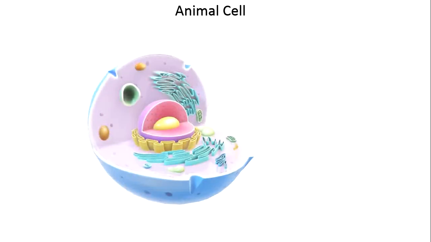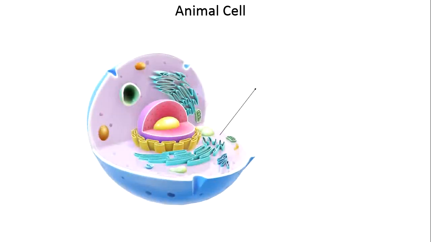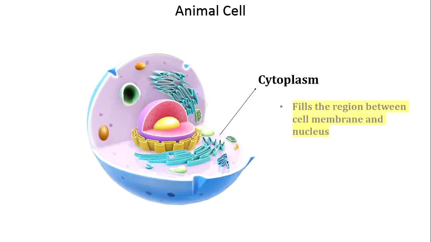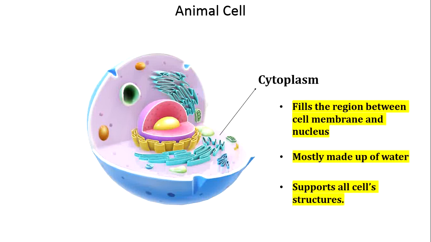Now we'll talk about cytoplasm. It's a gel-like substance, and it fills the region between the nucleus and the cell membrane. It is mostly made up of water. Basically, cytoplasm supports all the cell structures, and most of the life processes of the cell happen in the cytoplasm.